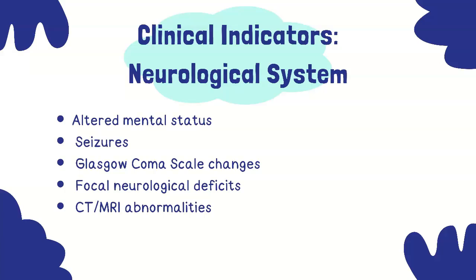So, you know how it measures motor and eyes, etc. Focal neural deficits. This is stuff like unilateral weakness, slurred speech, or vision changes, often pointing toward stroke or brain injuries.